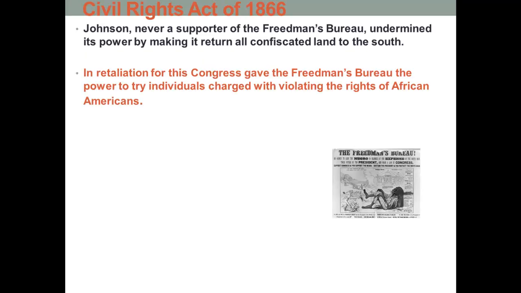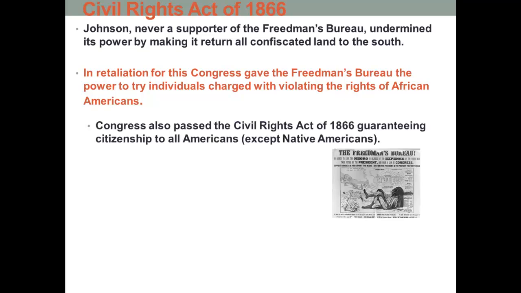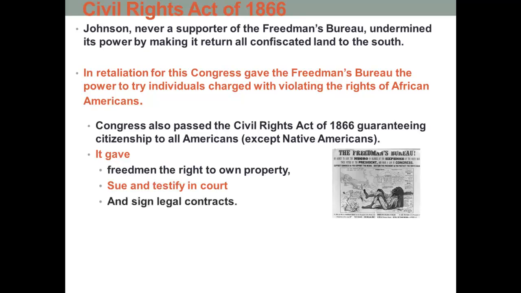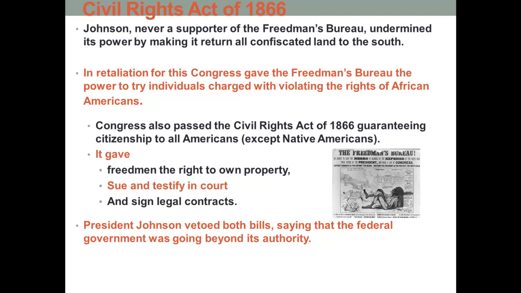In retaliation for Johnson's actions, Congress voted to give the Freedmen's Bureau the power to try individuals charged with violating the rights of African Americans, taking that power from the Southern courts. Congress also voted to pass the Civil Rights Act of 1866. This guaranteed citizenship to all Americans except, kind of ironically since they were here first, Native Americans. It also gave freedmen the right to own property, sue and testify in court, and sign legal contracts.